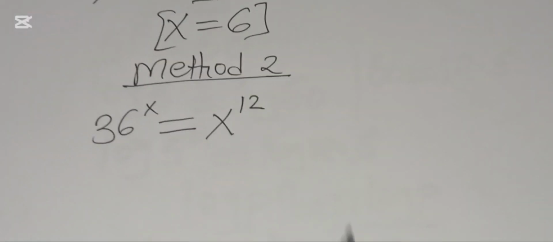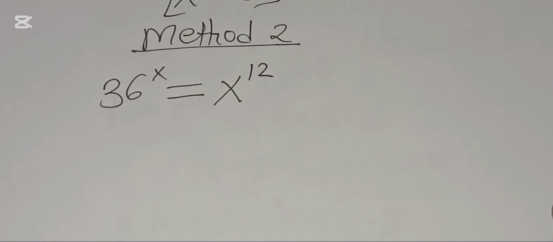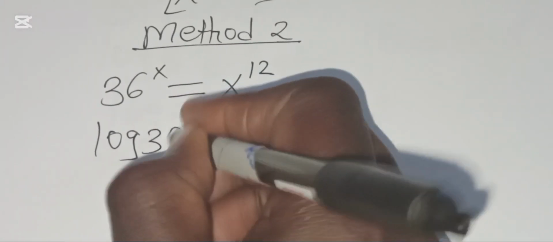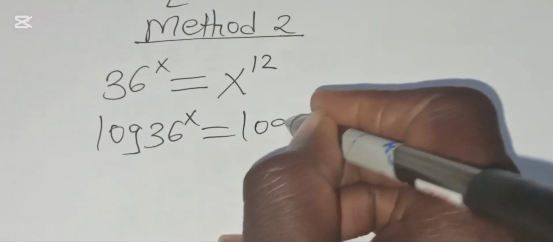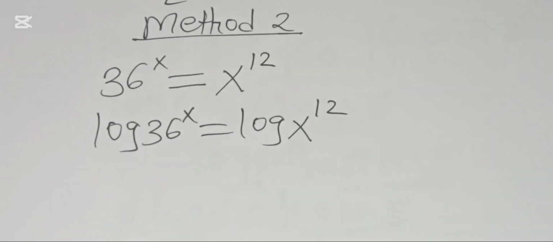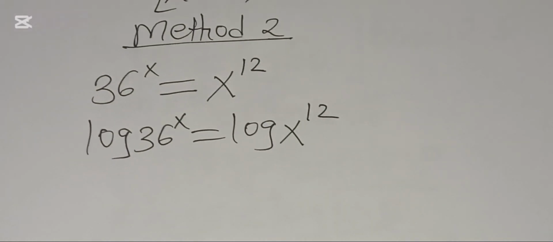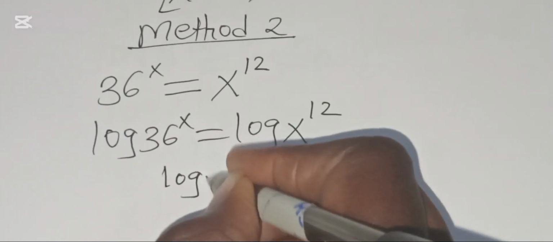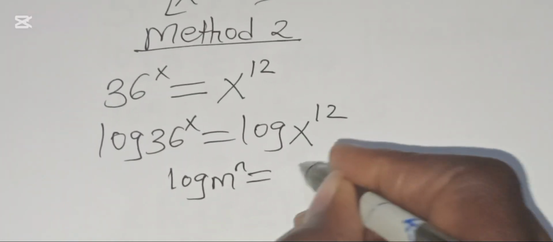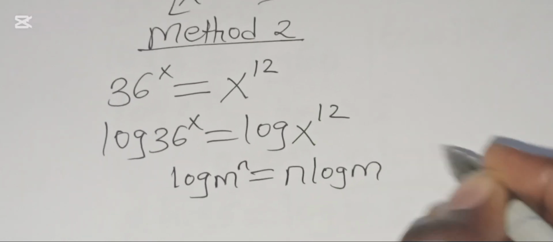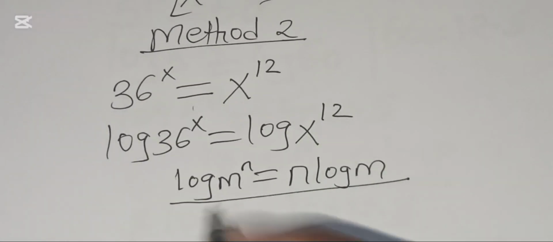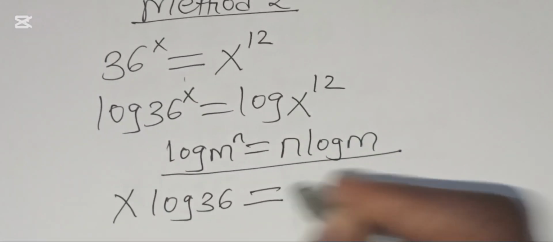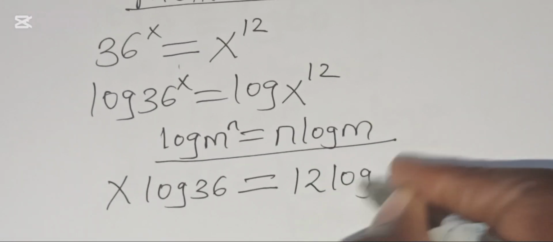We can solve this by applying the logarithm rules. So we are going to have log 36 raised to power x equal to log x raised to power 12. Now from here, applying the logarithm power rule, that's log m raised to power n, we can express this as n log m. Let's apply this property. We are going to have x log 36 equal to 12 log x.